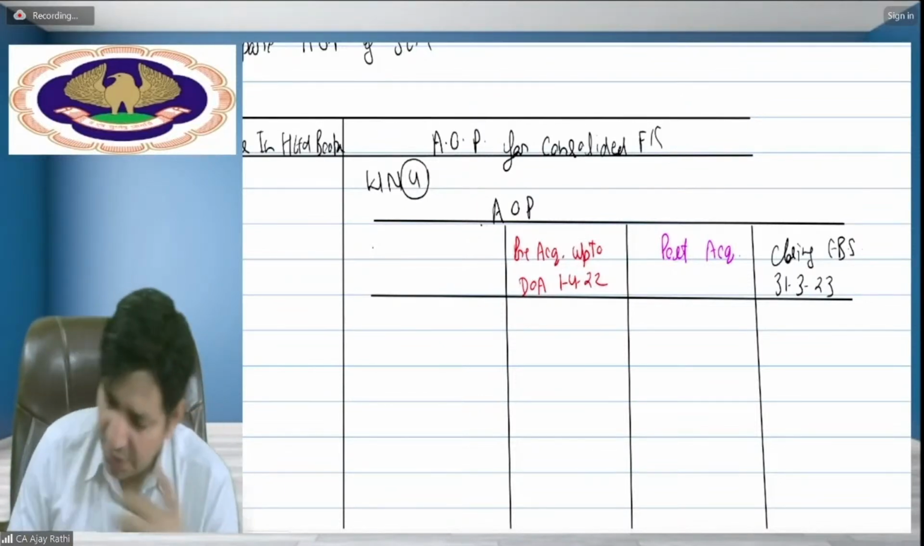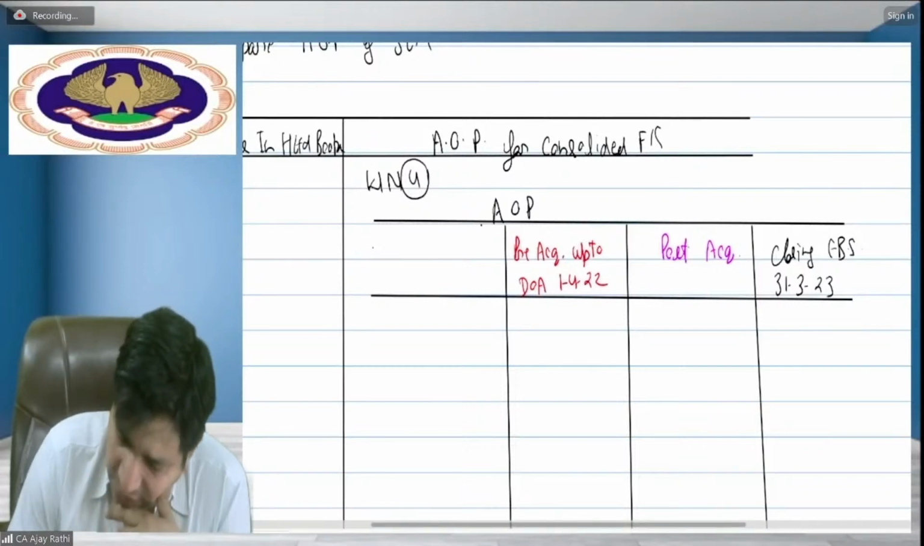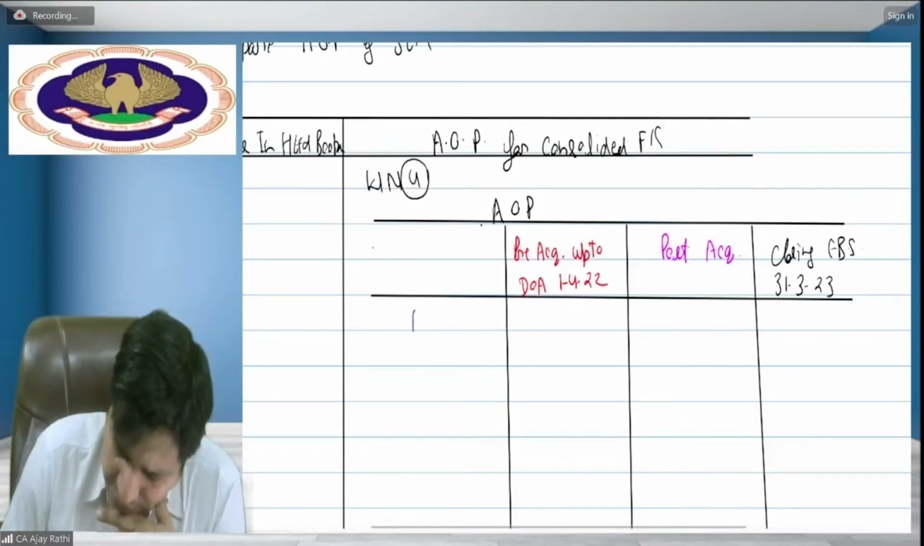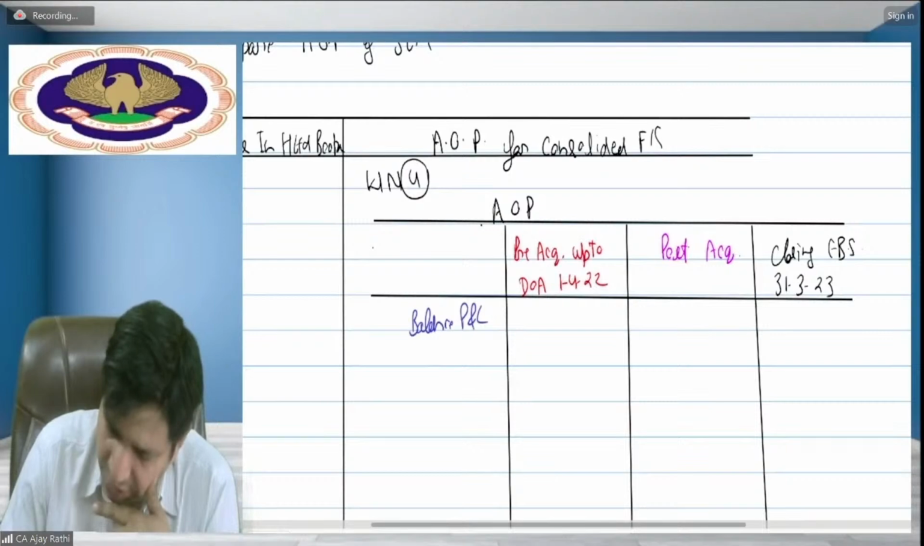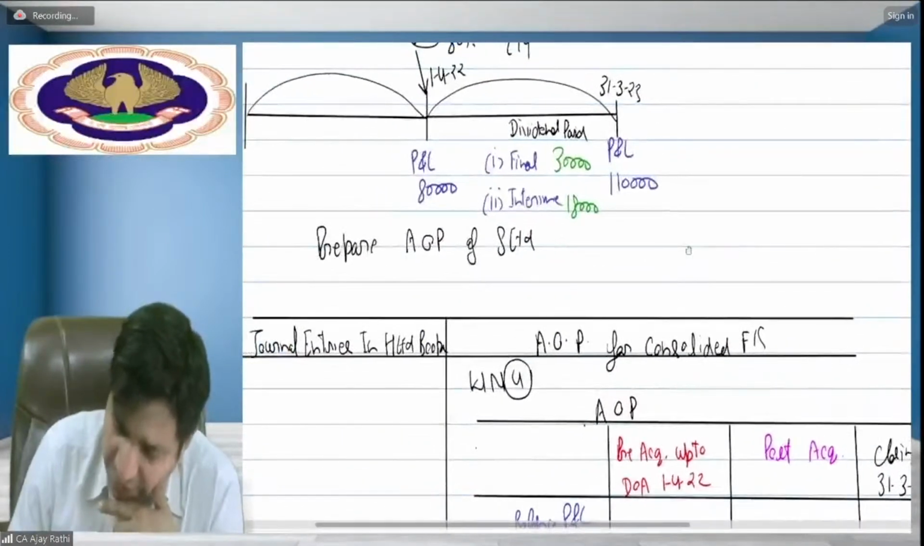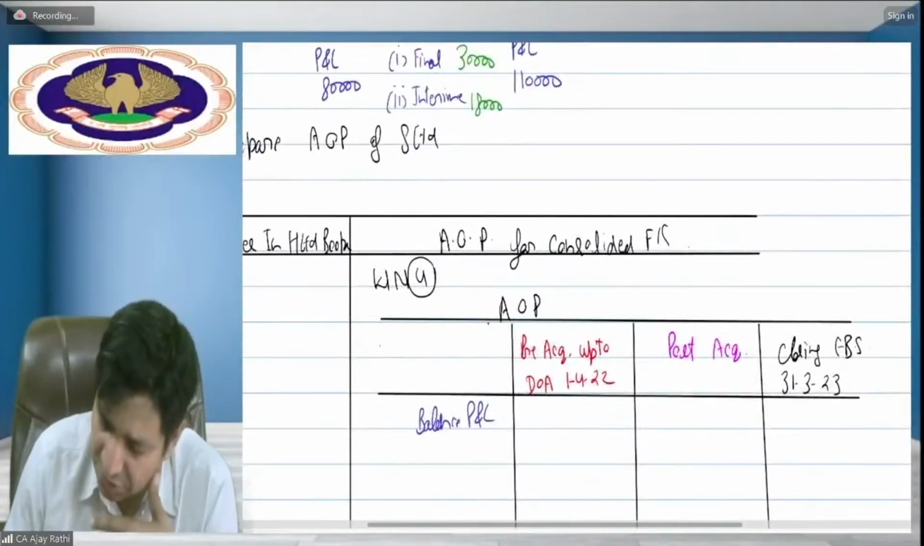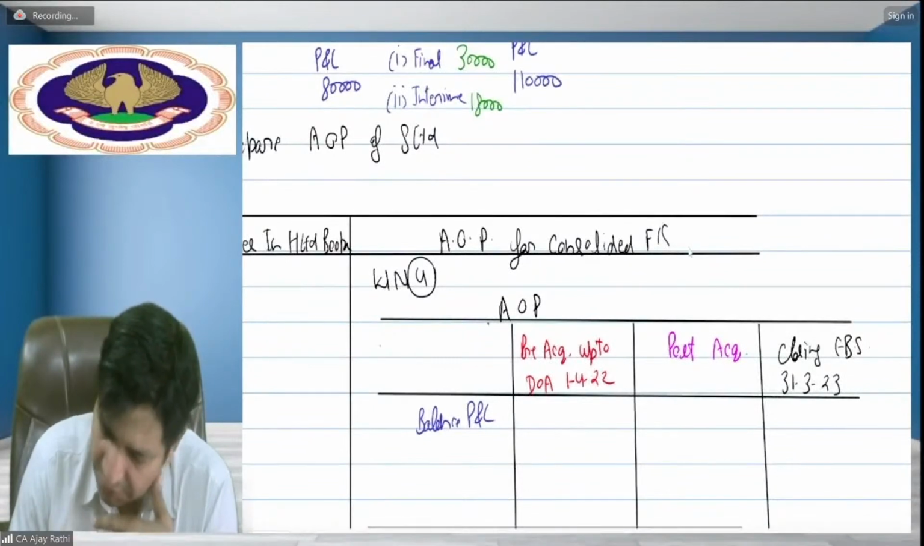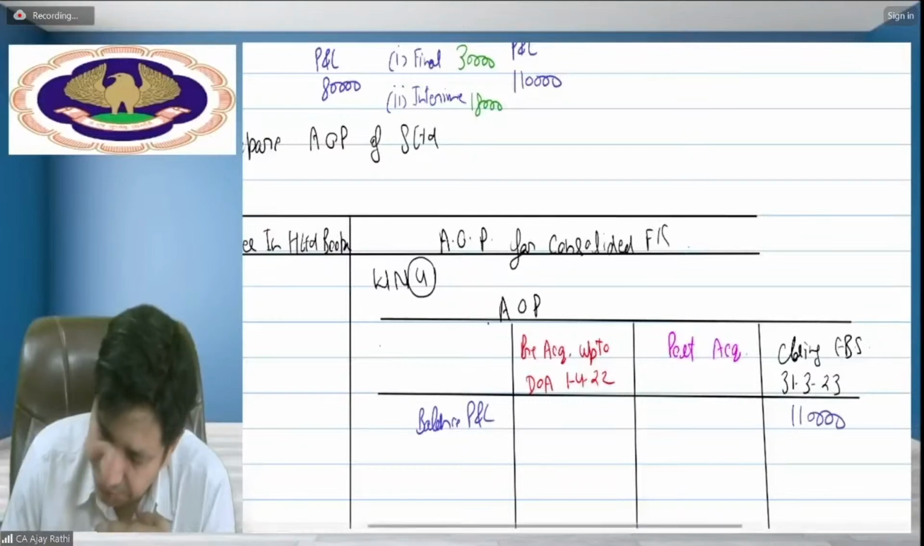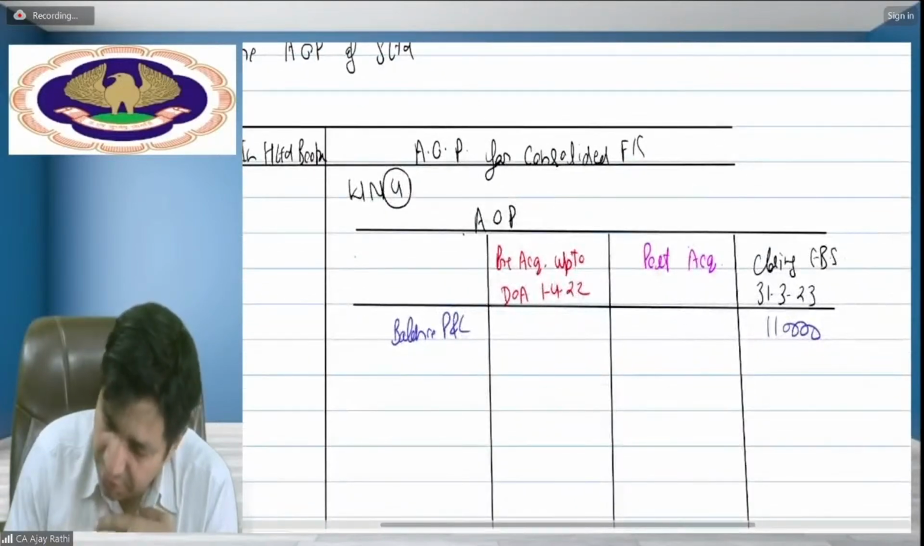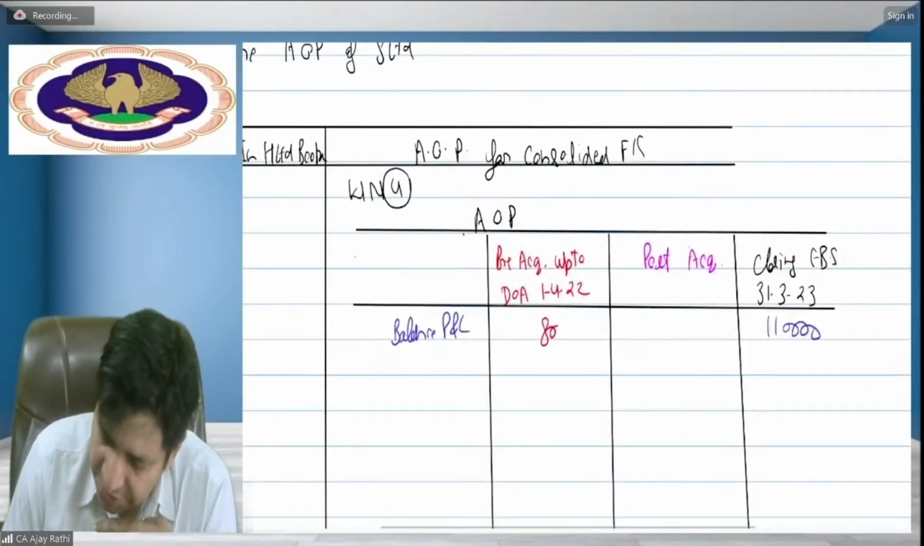Okay beta. Now please see, the profit and loss account balance is there, and what is the amount of balance here? 1,10,000 at year end and 80,000 at the beginning.